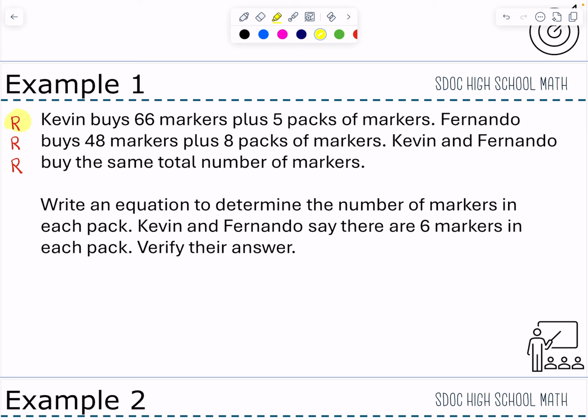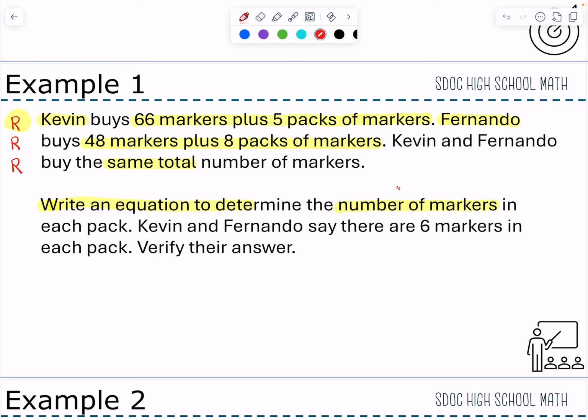Now, Kevin buys 66 markers plus 5 packs of markers. Fernando buys 48 markers plus 8 packs of markers. Kevin and Fernando buy the same total number of markers. So they are going to be the same. Write an equation to determine the number of markers in each pack. Okay, so I have to write an equation, and I'm looking for the number of markers. So now I know what I don't know. I don't know markers. That's what becomes my variable.